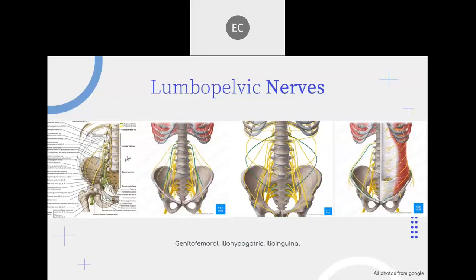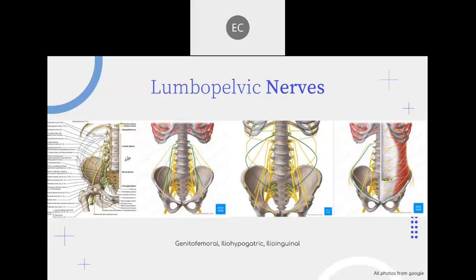And then the iliohypogastric nerve can be damaged during abdominal surgery, or maybe during sports or pregnancy, and can cause burning in the suprapubic and inguinal areas. And it innervates the transverse abdominis, internal and external obliques, skin of the suprapubic area, and the posterolateral aspect of the gluteal region.